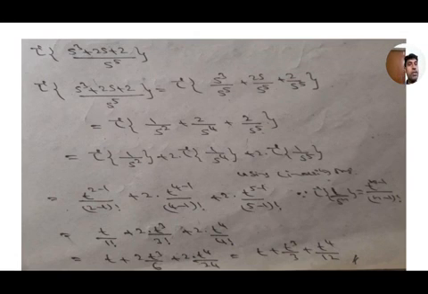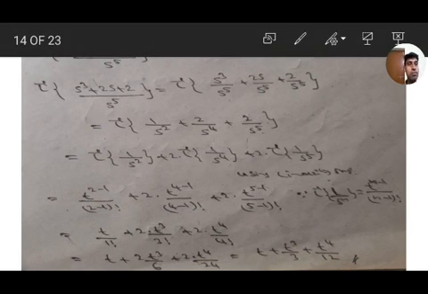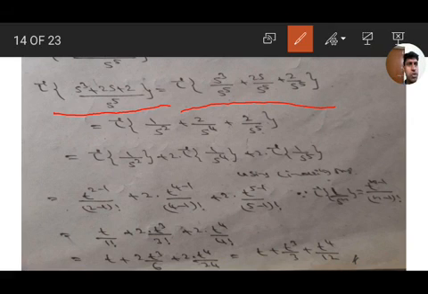Find L inverse of (s cube plus 2s plus 2) by s to the power of 5. It is also the same kind of question. Divide separately: L inverse of s cube by s to the power of 5, plus 2s by s to the power of 5, plus 2 by s to the power of 5. On simplification, s cube by s to the power of 5 means 1 by s square, 2s by s to the power of 5 means 2 by s to the power of 4, and next 2 by s to the power of 5.